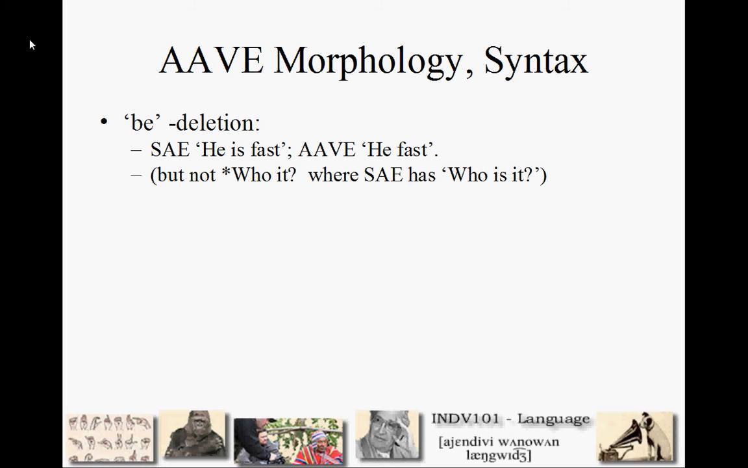Black English is really the most interesting to me in terms of its morphology and syntax. They have, in some cases, what's known as B deletion, where B is being what's called a copula. So in standard American English, we would say he is fast, and in Black English, you could say he fast, deleting that is. And is a form of B, so he fast. But you wouldn't do it in all cases. You wouldn't say who it instead of who is it.